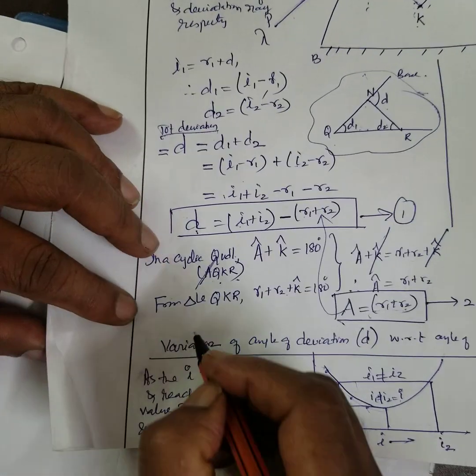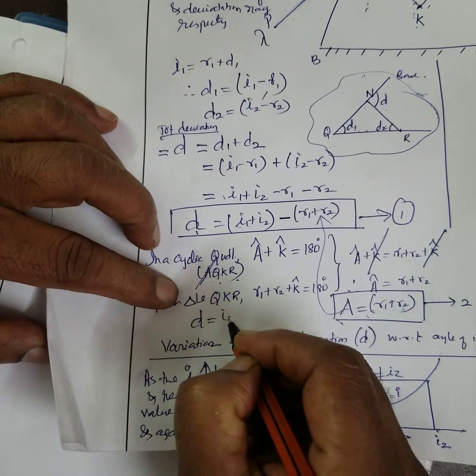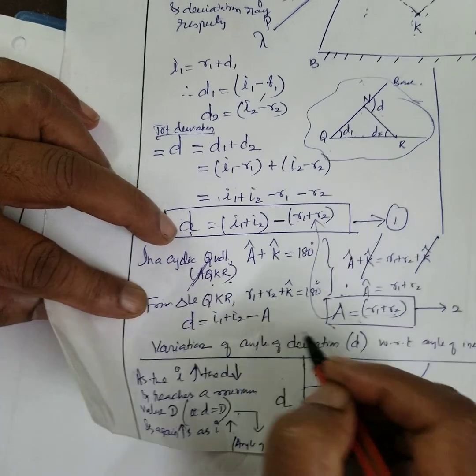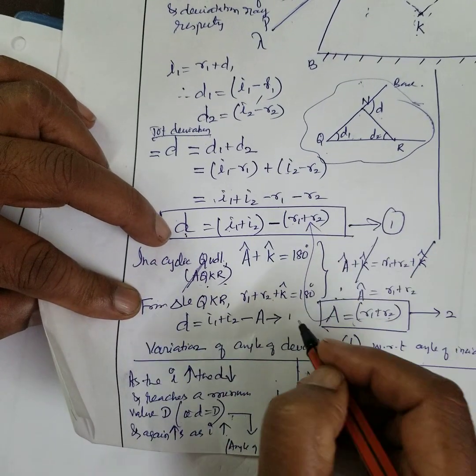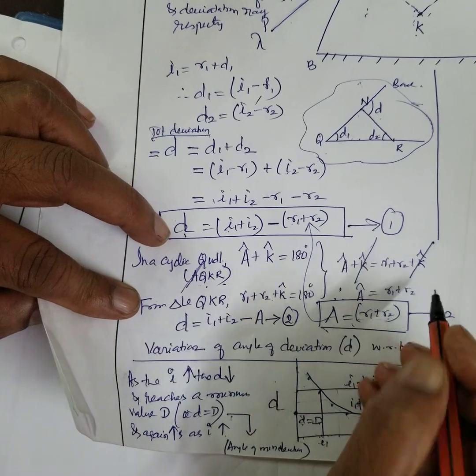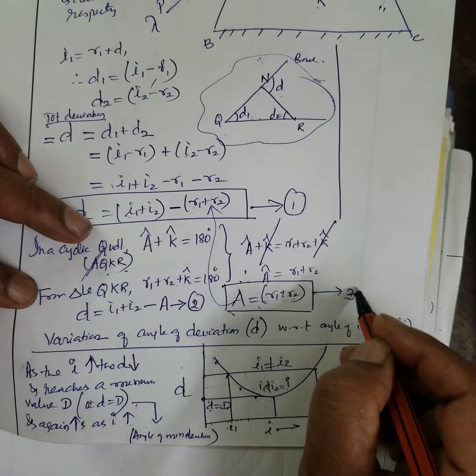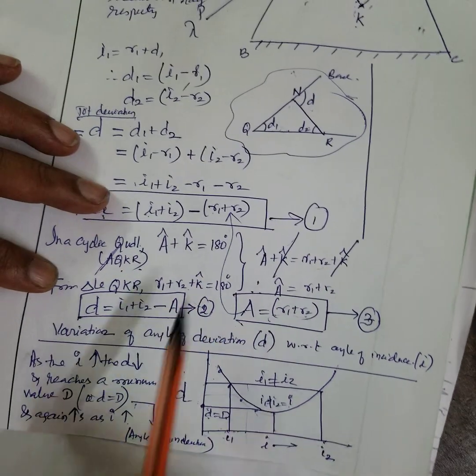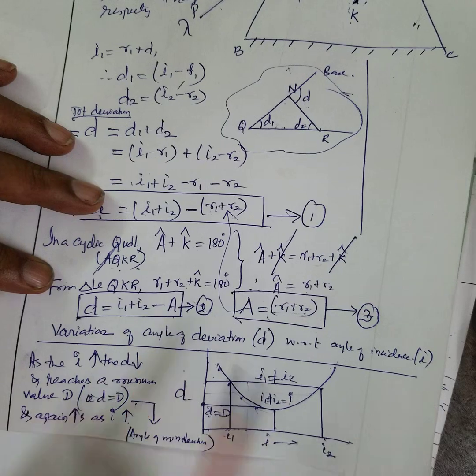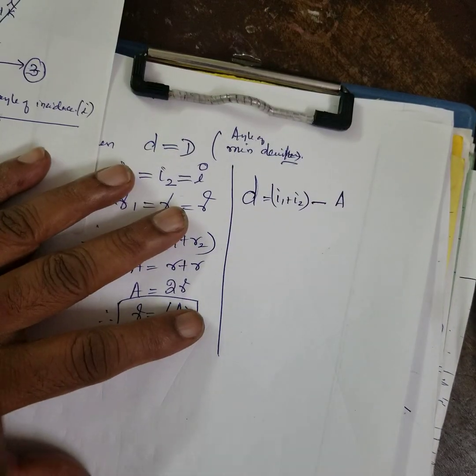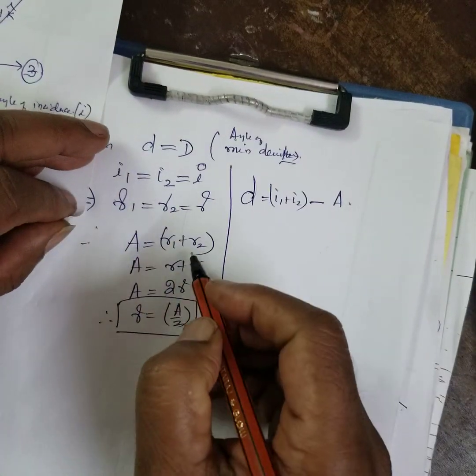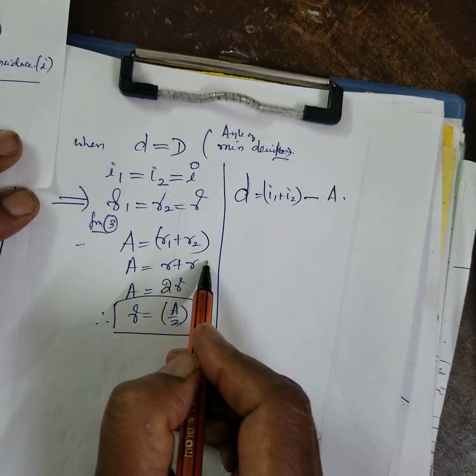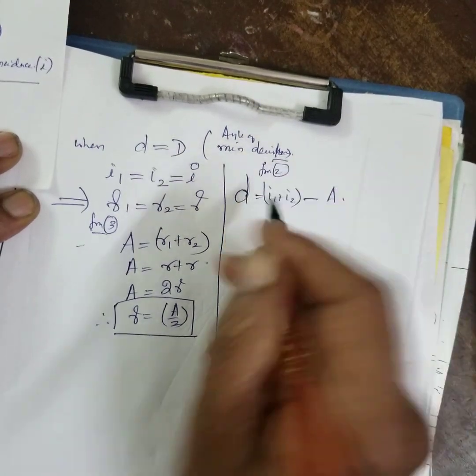Understood? Actually, I should have done it here only. Total deviation is equal to what? I1 plus I2 minus A. This actually you should have written 1. What is the 2? This is 3. Understood now? Got it? If you substitute, you will be getting this one. That only from 2 I am. This is from 3. From 3, you got this. From 2, you got this.